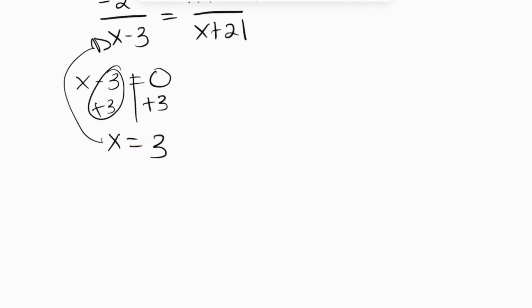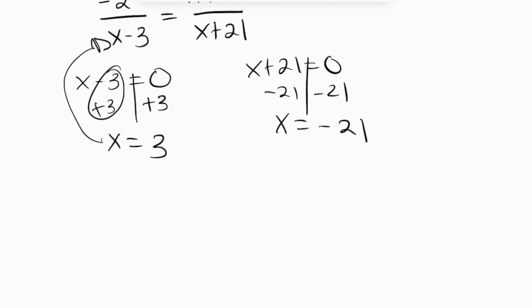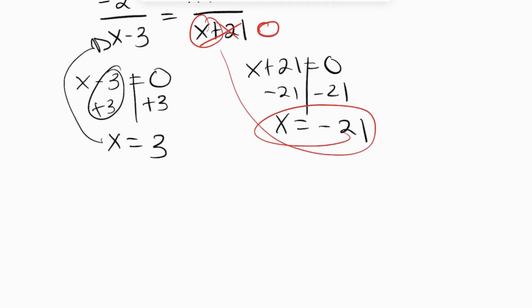And if you look at the right side, x plus 21, and we set that equal to 0, we subtract 21 on both sides, and x is equal to negative 21. This means that if we let x equal negative 21, the denominator becomes 0, right? This is going to become 0, and that is not allowed.